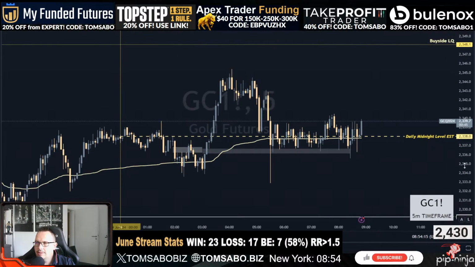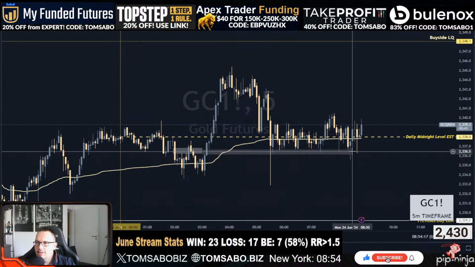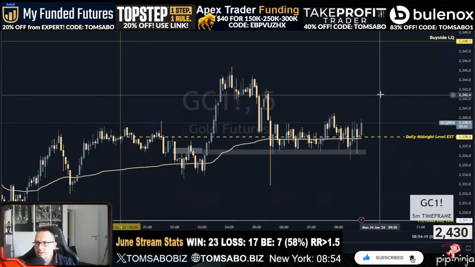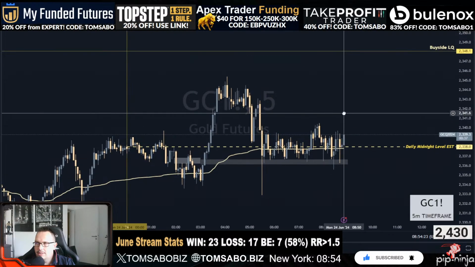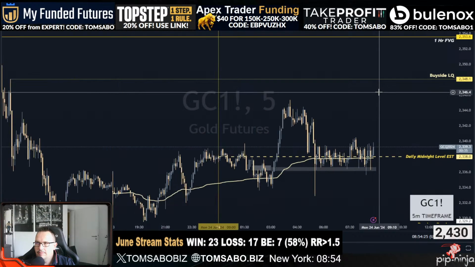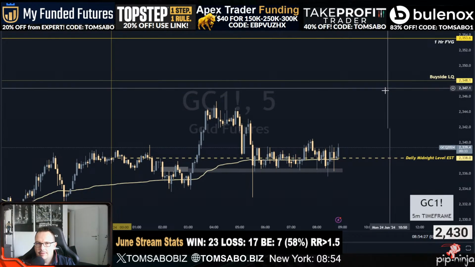Gold seems like this area is holding pretty strong. If this one's gonna hold and we see a displacement higher, I'm gonna target the buy side. And the 1 hour fair value gap, who knows?